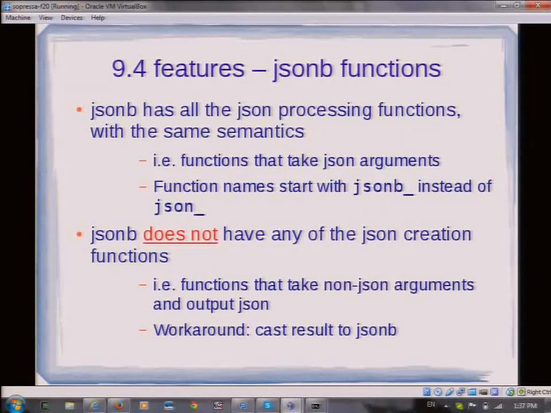Okay, so JSONB also has all the same processing functions. By processing functions, I mean functions that take JSON as an argument and give you back something, which might be JSON as well. The only difference is that the function names for JSONB start with JSONB underscore instead of JSON underscore. But it doesn't have any of the JSON creation functions. As we talked about, you can cast it to JSONB, but we can certainly look at extending those. It would not be very difficult at all to extend those to work in 9.5.